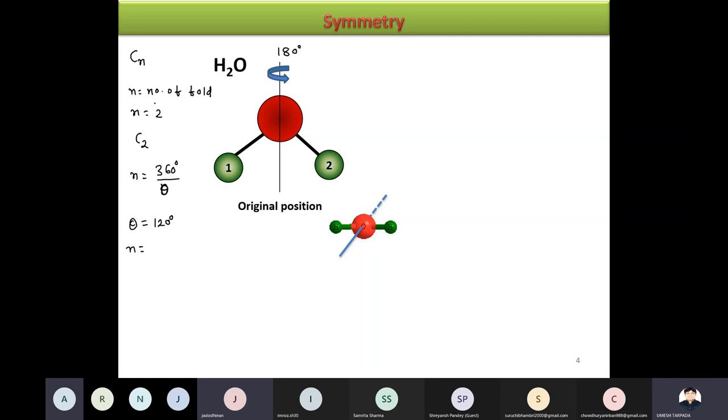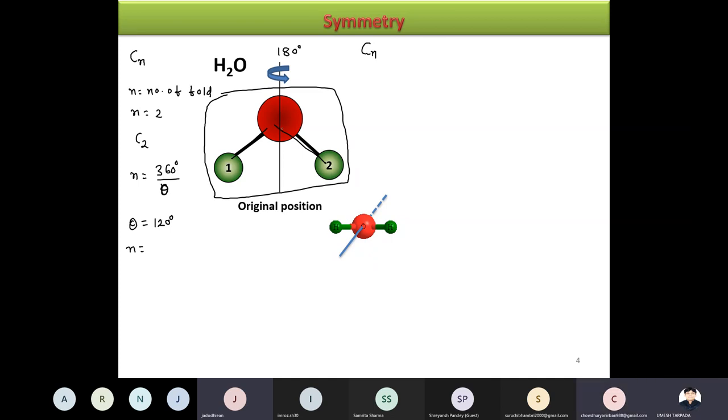Yeah, three. Okay. Any proper rotation axis, this imaginary line, we call a proper rotation axis. It is represented by Cn, where n is nothing but the number of folds. Number of folds means into how many parts the 360 circle is divided. Look here. In this case, into how many parts is the 360 circle divided?